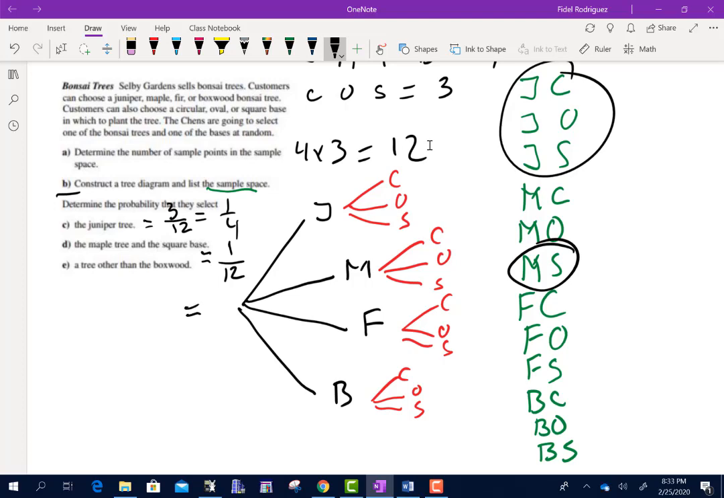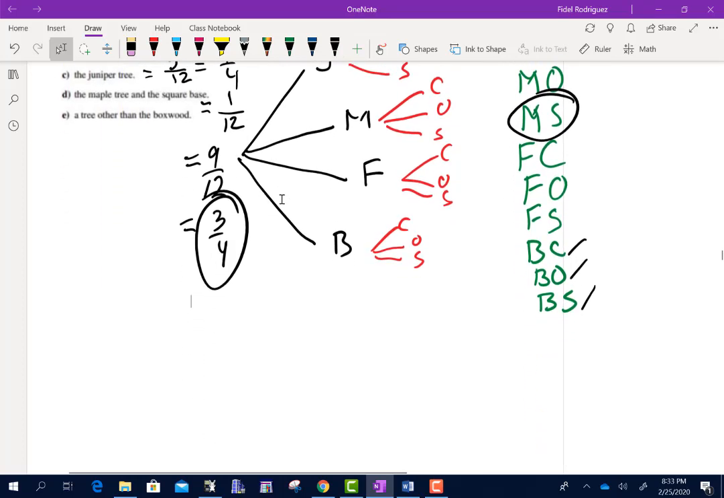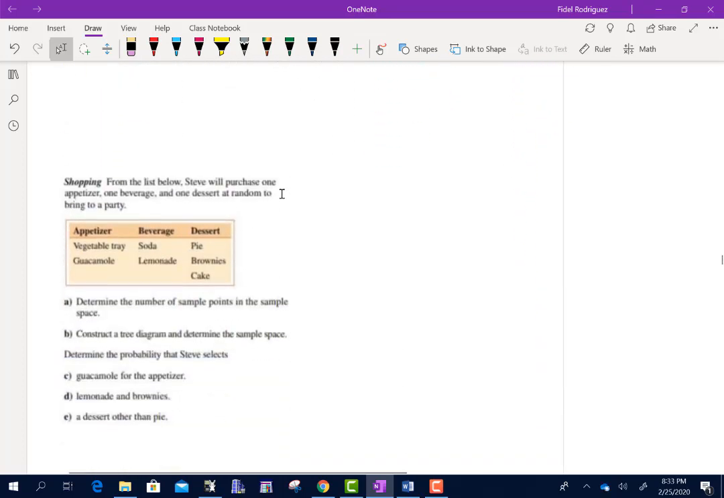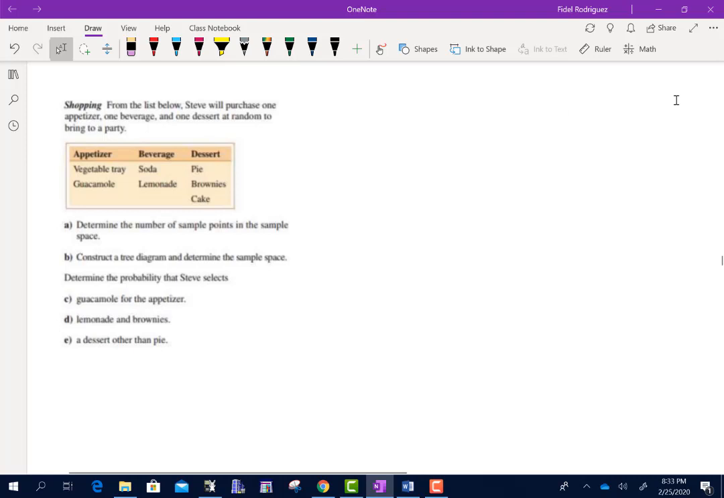Part E, a tree other than the boxwood. So if I don't want these 1, 2, 3, how many are left over? 9, right? 9 out of the 12, divide them both by 3, 3/4. Okay. All right, let me scroll down and let's take a look at the next problem here.